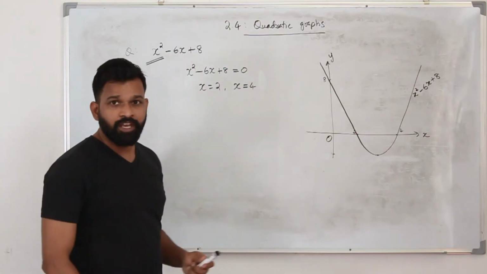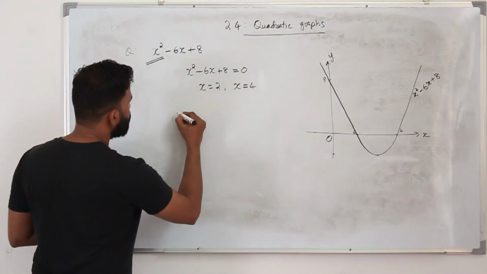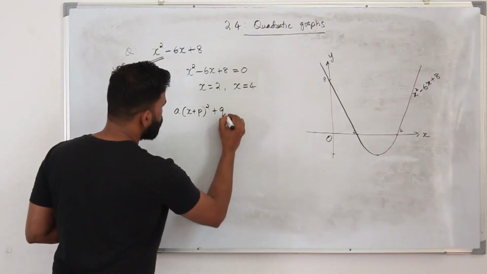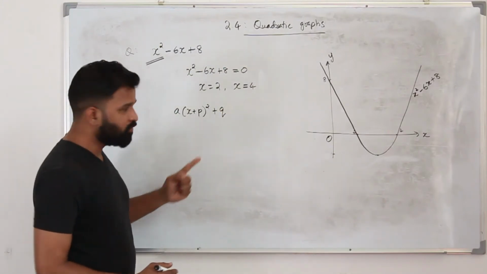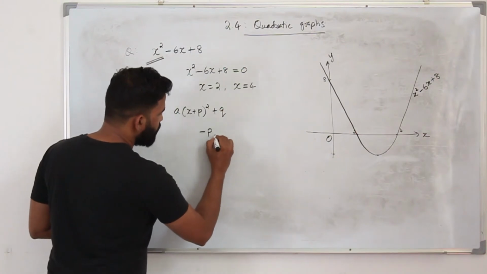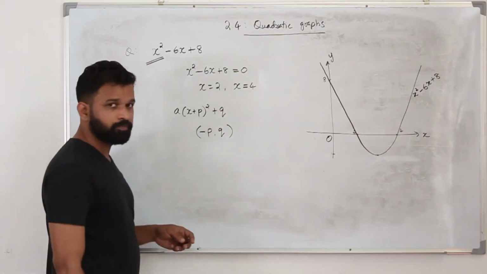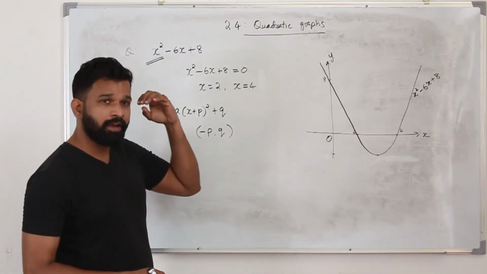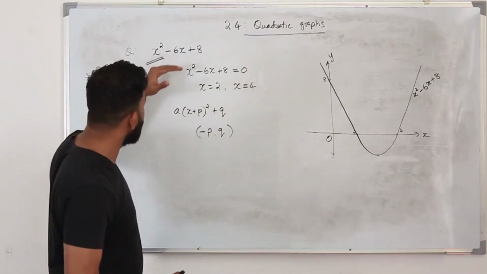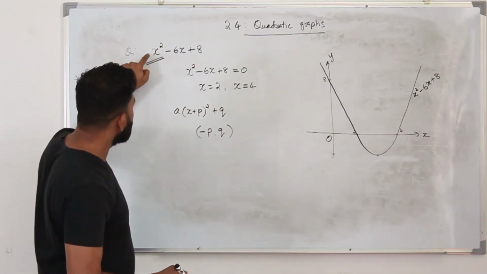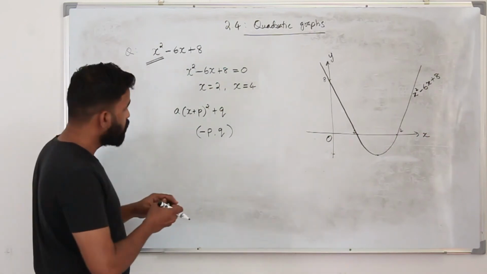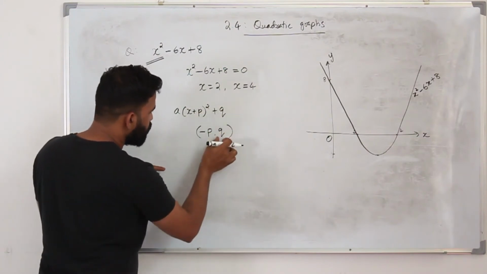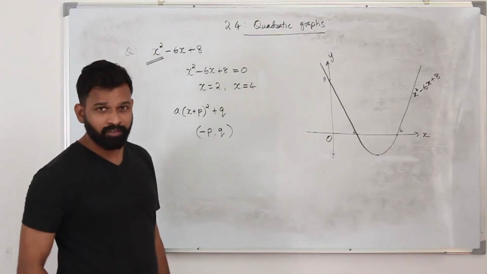If you can write the given function in this form, a into (x plus p) whole square plus q, your turning point will be (minus p, q). That means when I say this, the first thing that comes to our mind is completing the square. Use completing the square to convert this function to this form. Once you convert to this form, you can take the negative of this value, and q. This will be your turning point.